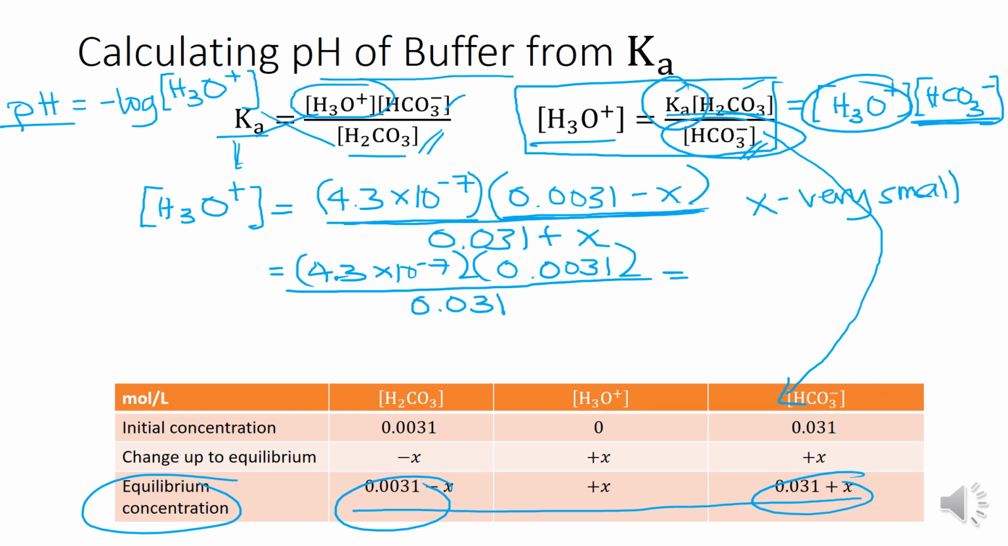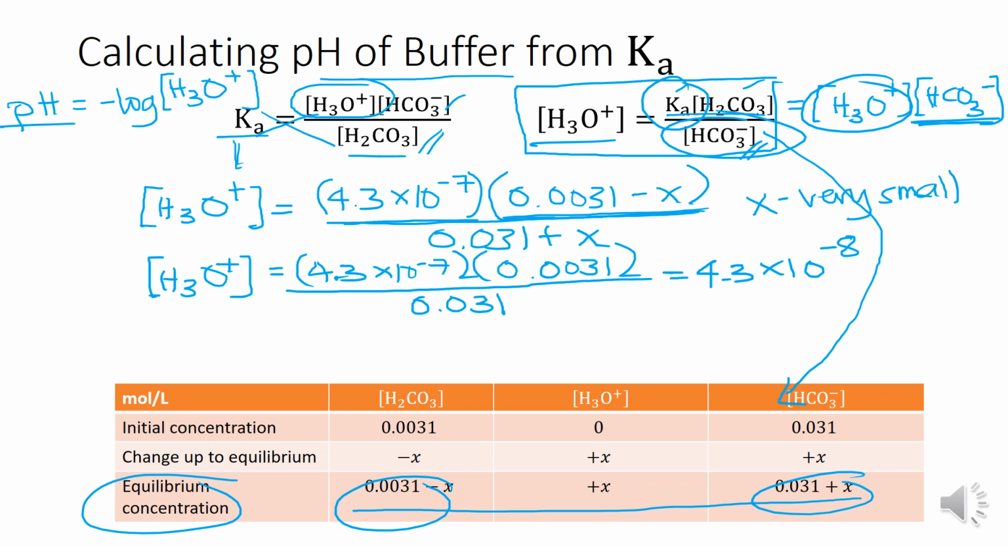So the hydronium ion concentration is therefore equal to 4.3 exponent negative 7 times 0.0031 divided by 0.031. That is 4.3 times 10 to the negative 8. That is the concentration of hydronium ions.